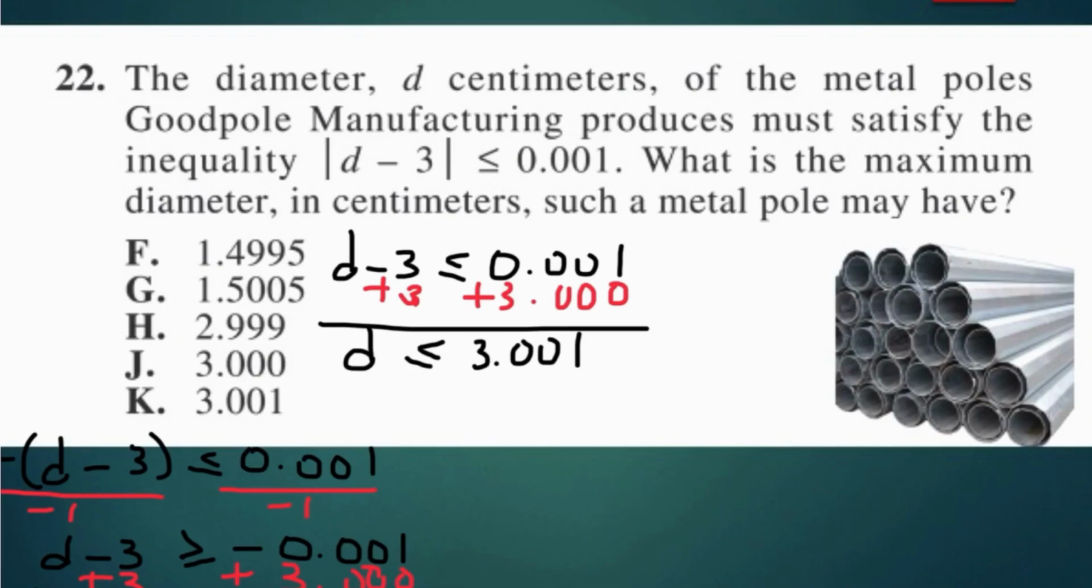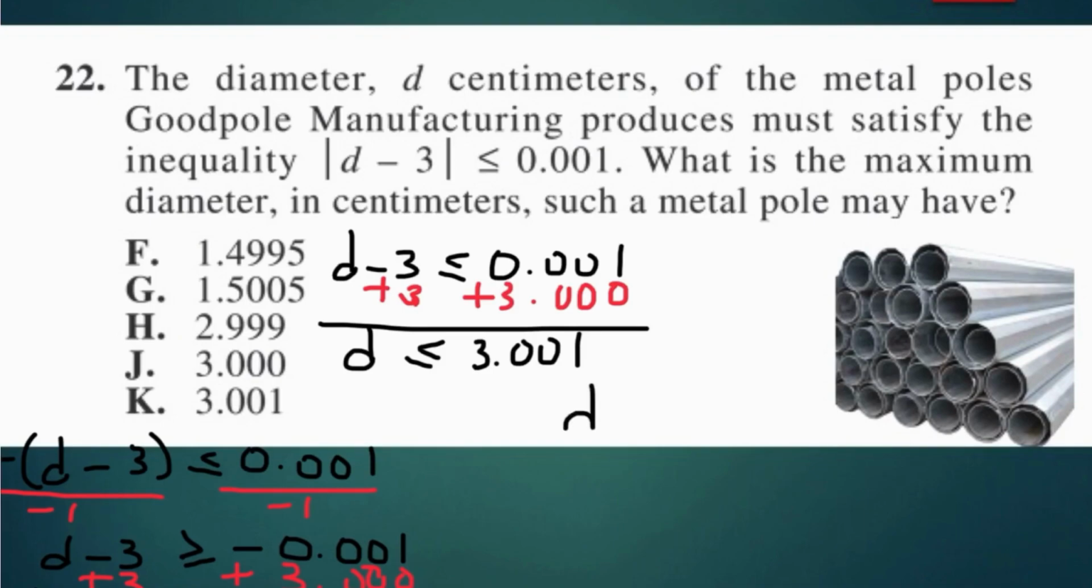So basically what we have is that the maximum value of the diameter is 3.001 centimeters, and the minimum value would be 2.999, because it says that d is greater than or equal to 2.999 and d is less than or equal to 3.001.